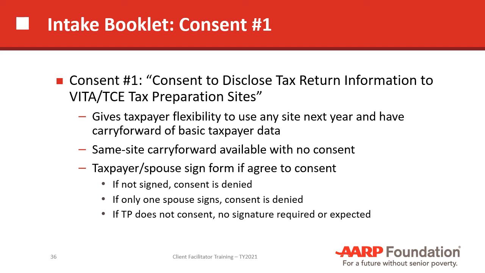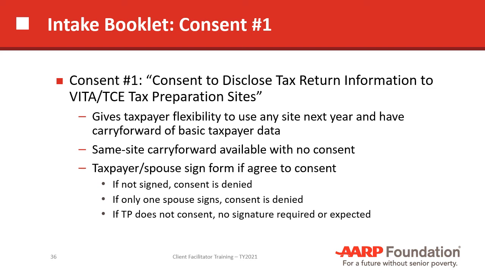So it gives the taxpayer flexibility to use any site next year, and same-site carry forward is available with no consent. So if they don't consent at all, they can always come to the Marshfield site, or if they always go to the same site every year and they don't need the information to carry forward to some other site later on, then that's fine. They don't have to sign that consent form, and they'll get the carry forward automatically at the site that they go to every year.